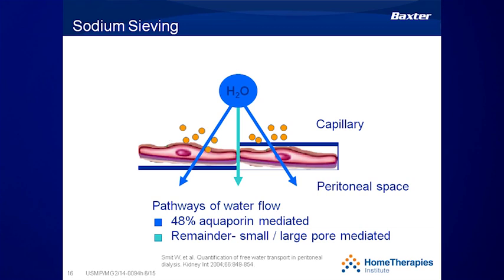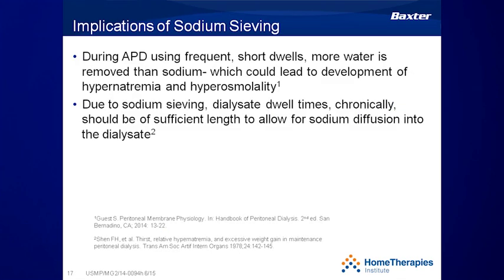Therefore, the clinical implications of sodium sieving suggest that rapid cycling in APD patients in an attempt to improve urea kinetics or enhance ultrafiltration may result in more sodium sieving and less sodium removal. This would raise the plasma sodium concentration, trigger thirst, leading to an increase in fluid intake and a risk of fluid overload. The implications of sodium sieving are clear.